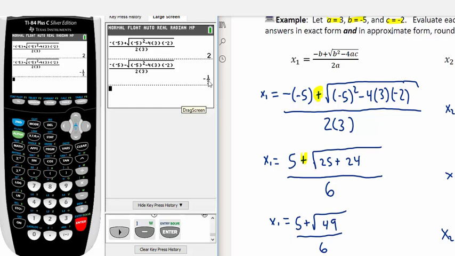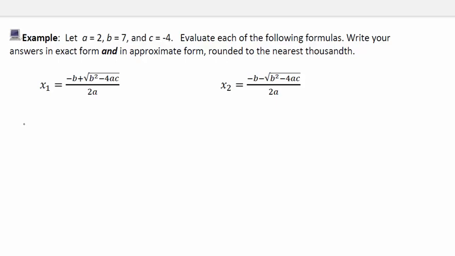Let's try another example. This example is very similar, except we're given different values for the a, the b, and the c. So for my first solution, since b is 7 in this case, I have the opposite of 7. We're doing the plus case. Then I have the square root of b squared.